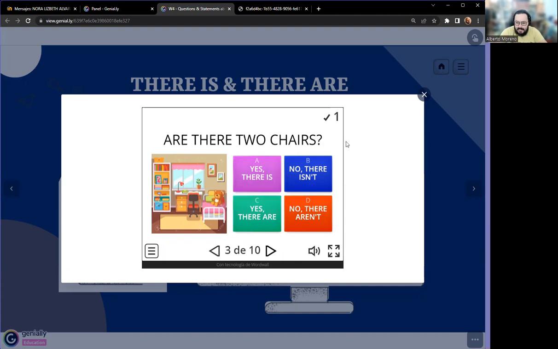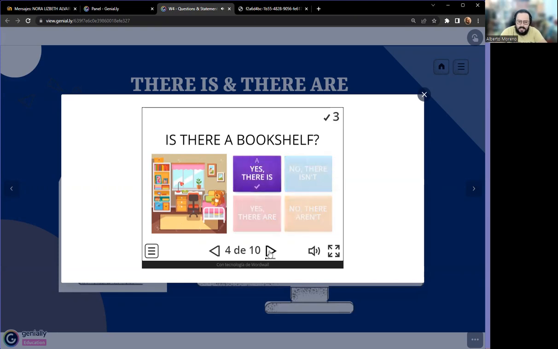Are there two chairs? Está preguntando, ¿hay dos sillas? Yochi? No, there aren't. Acuérdense, si la pregunta tiene are, la respuesta tiene are. Okay, is there a bookshelf? Sandra? Yes, there is.